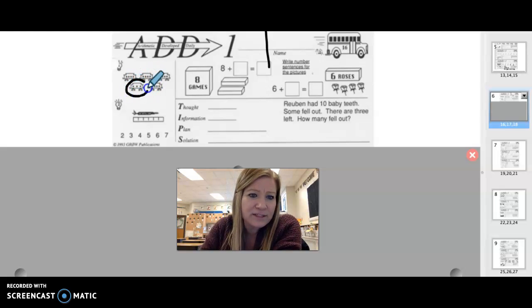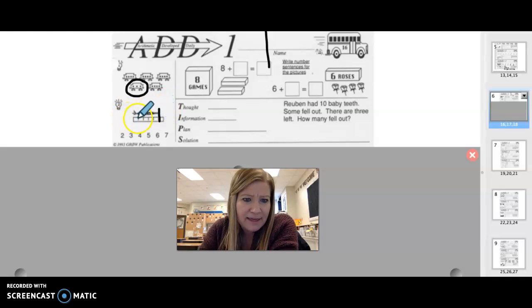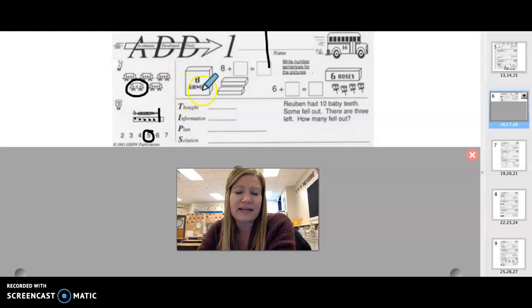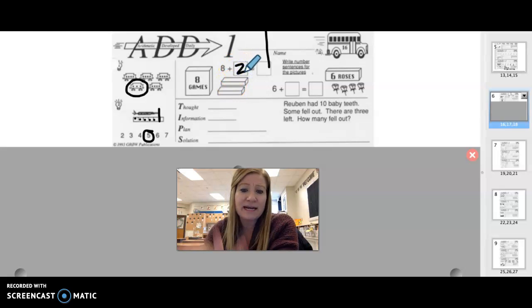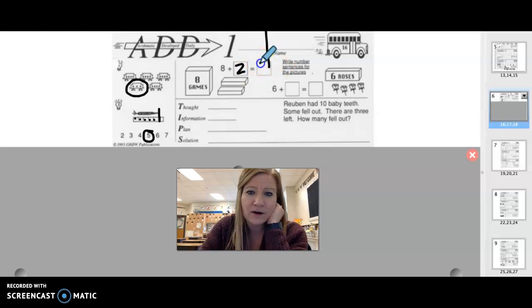This car only has 3 windows and the rest have 4. The next part, measuring the carrot. So if I draw a line right here, that tells me that this is 1, 2, 3, 4, 5 boxes long. All right, this has 8 games in it. We are going to add 2 more. So if I have 8 and I add 2 more, 8, 9, 10 games in all.